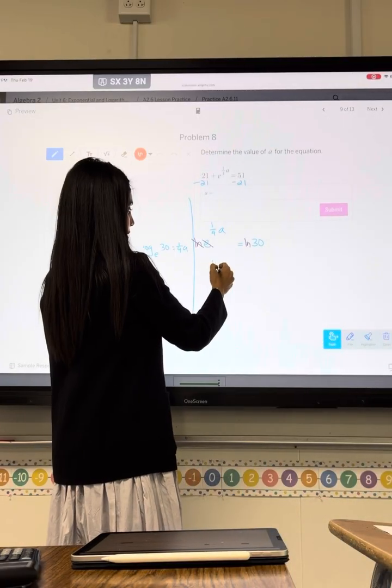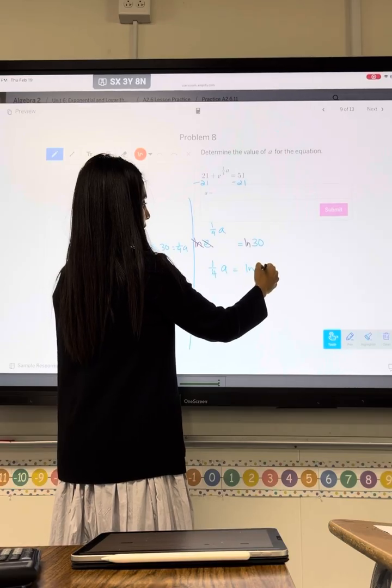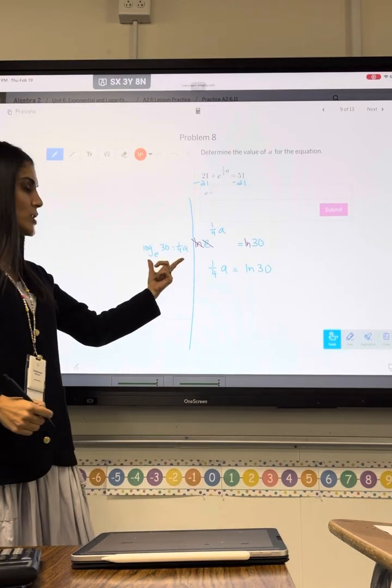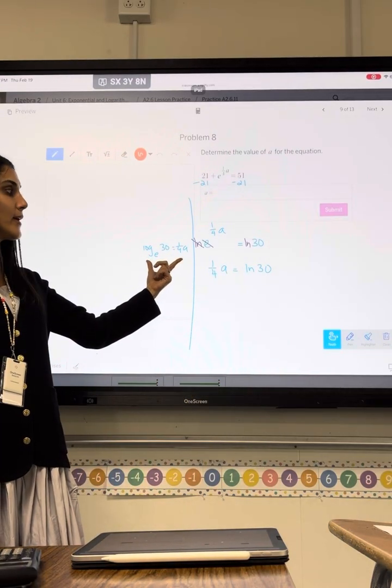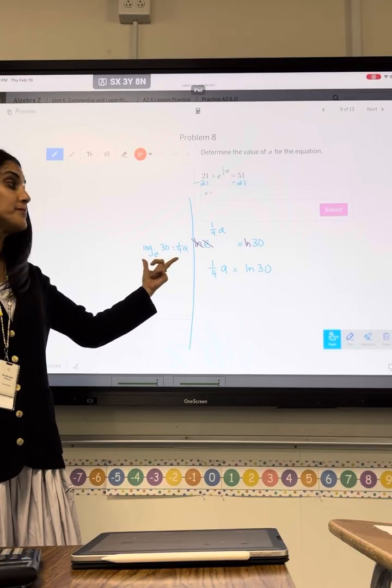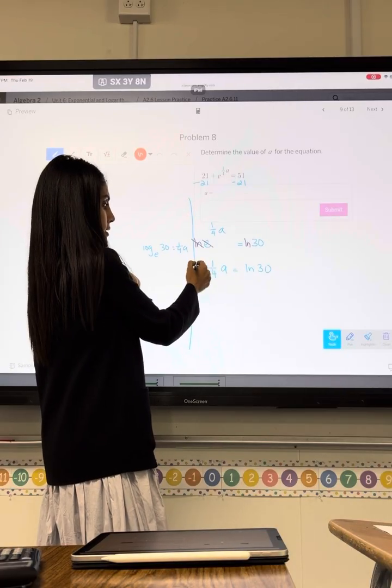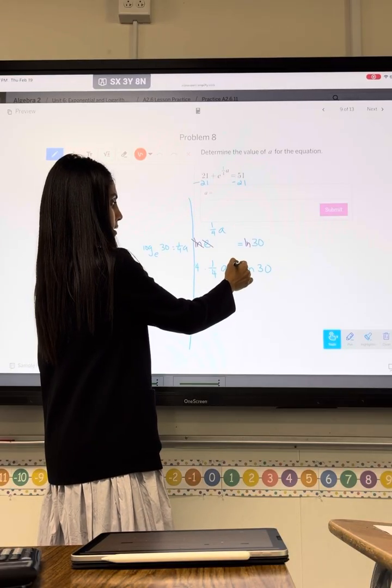So I get 1/4 a equals ln of 30, which is the same as that, okay? Two different ways to see it, do it, whatever you want. And now, almost done here. Let's just multiply both sides by 4.